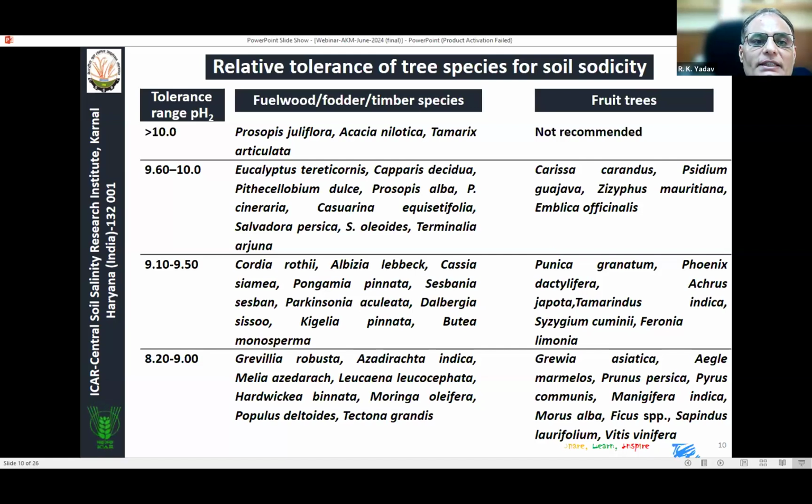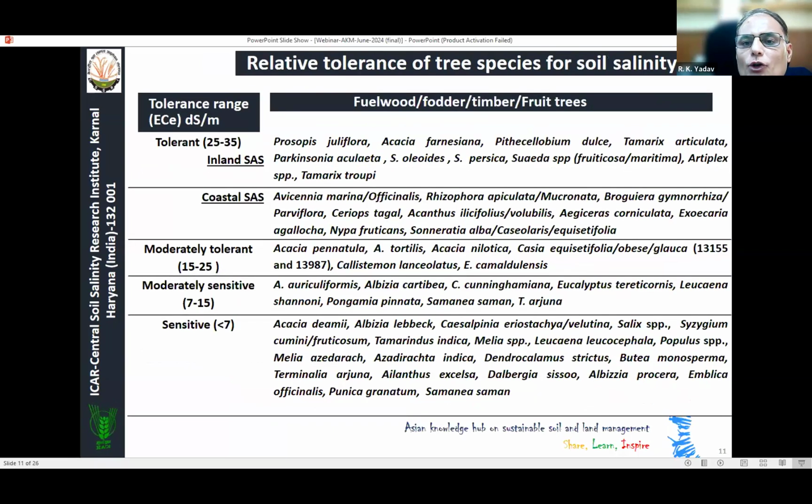Here, for example, in the sodic soils, when the pH is more than 10, we have an option to grow trees which are very tolerant, but we are not going for fruit trees. Likewise, in the other categories up to 9. And if you see this slide, we can infer that when the pH of the soil is low, we have a good number of species to grow in that area with very high economic value.